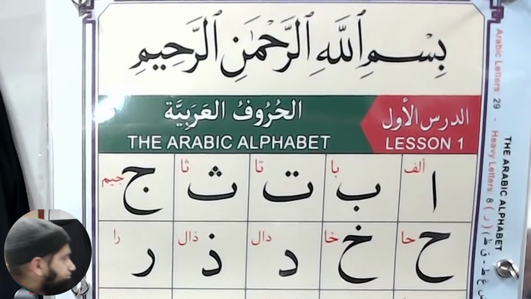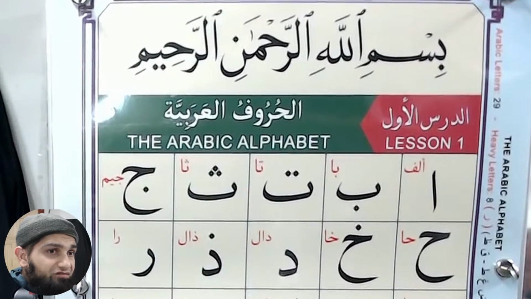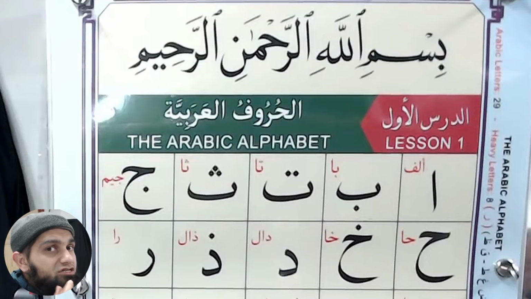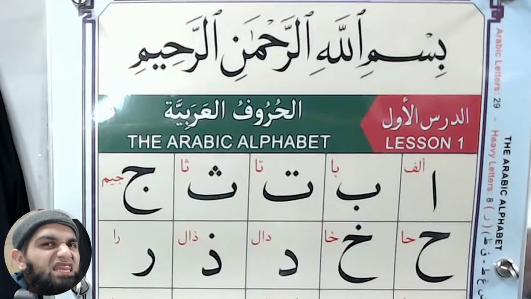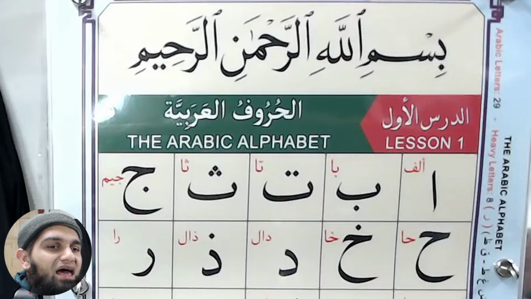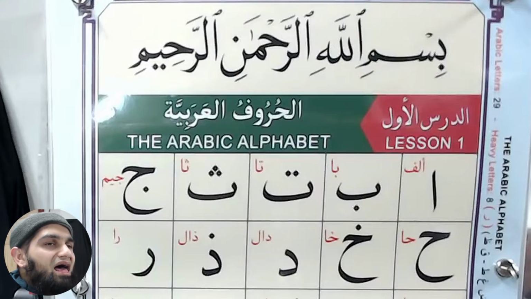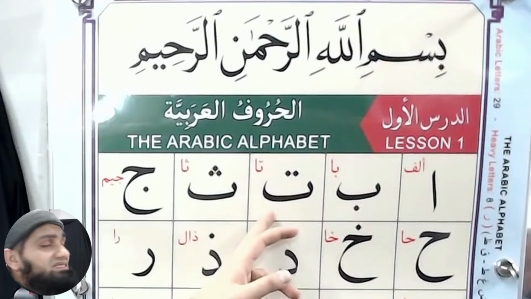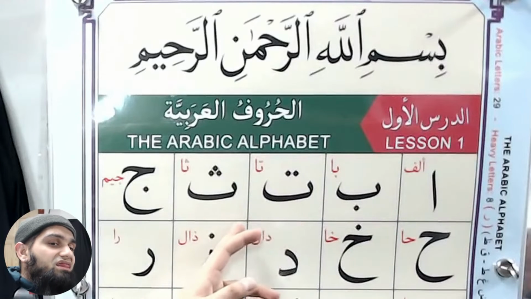Now this letter comes from the front flat part of the tongue against the edge of the upper teeth. Softly. Do not press it hard. Do not put pressure. Look, do not go like this. No. Very softly. Just contact. Tha, tha. Alif, ba, ta, tha.